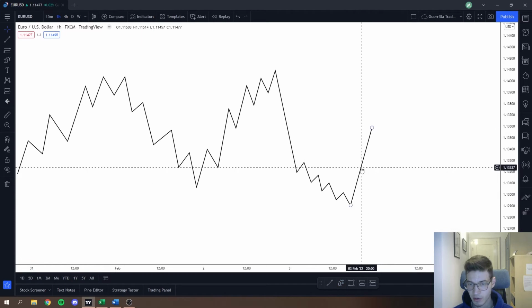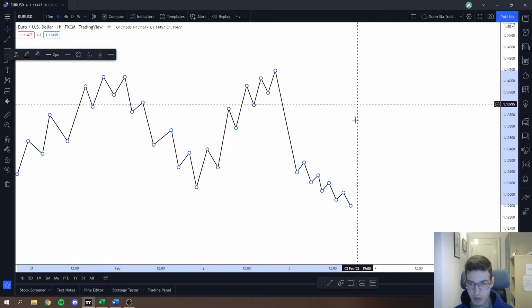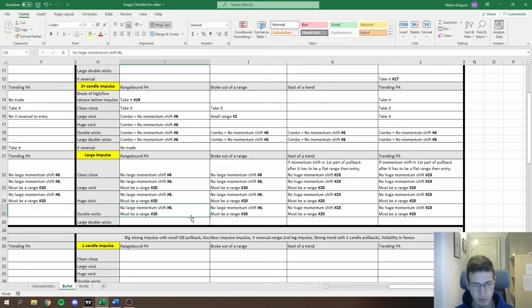So this is all according to the checklist. Let me just delete this. You can see it right here. So no large momentum shift, must be a range.